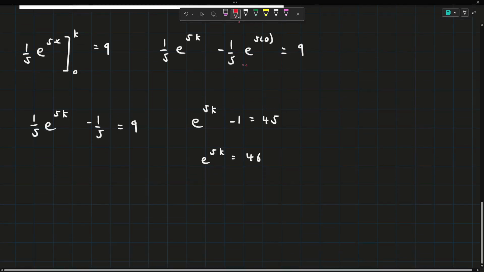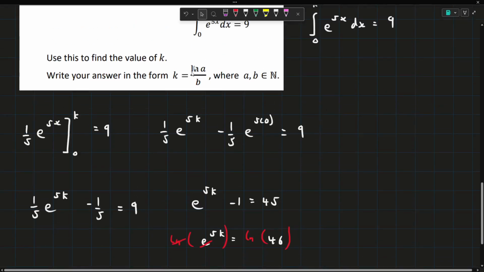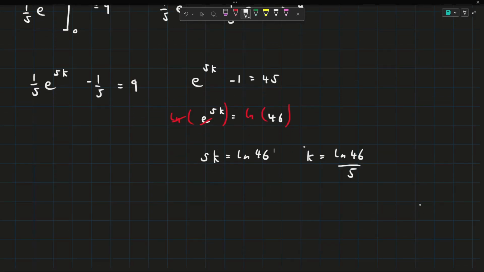We can do ln on both sides. So if we do ln on this side and we do ln on this side, ln and e to the power cancel out, and we'll get that 5k equals ln 46. And then finally, k is equal to ln 46 over 5. And they told us to give it in the form ln a over b, where a and b are natural numbers, and we did that, so we are done.